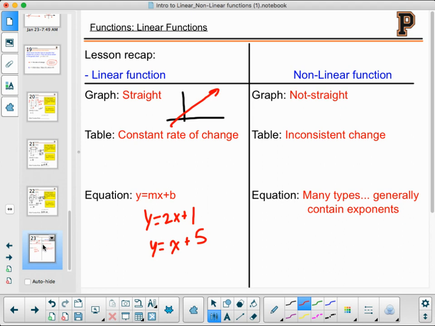A nonlinear function is a graph that's not straight, okay? Any curve to it, exponential functions, quadratics. The table is going to have inconsistent change to it. In the equation, there are many types, but the biggest thing is they generally contain exponents.